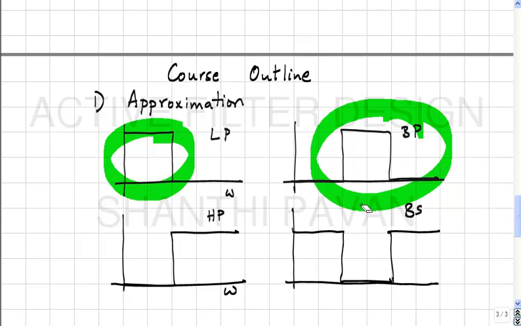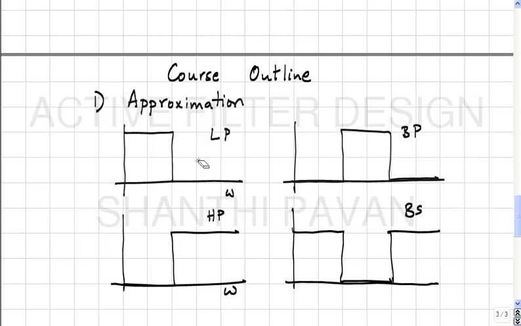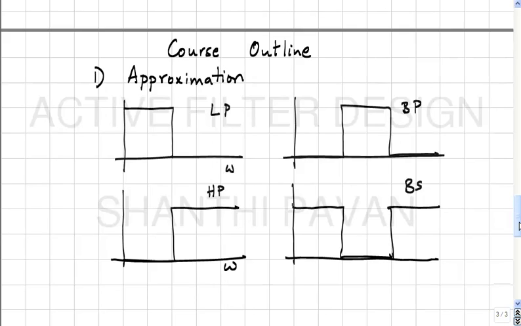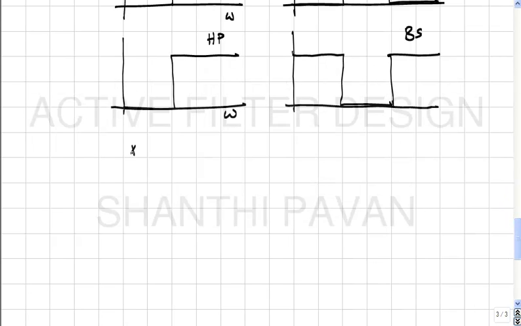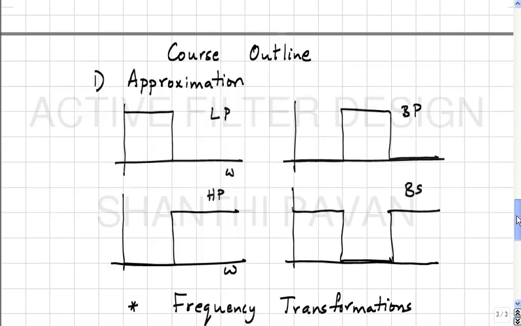Once we have a good approximation to a low pass filter, you can generate equally good approximations for the band pass, the high pass, and the band stop filters with minimal effort. You don't have to go through the whole approximation process all over again. You understand? So these come under what are called frequency transformations.